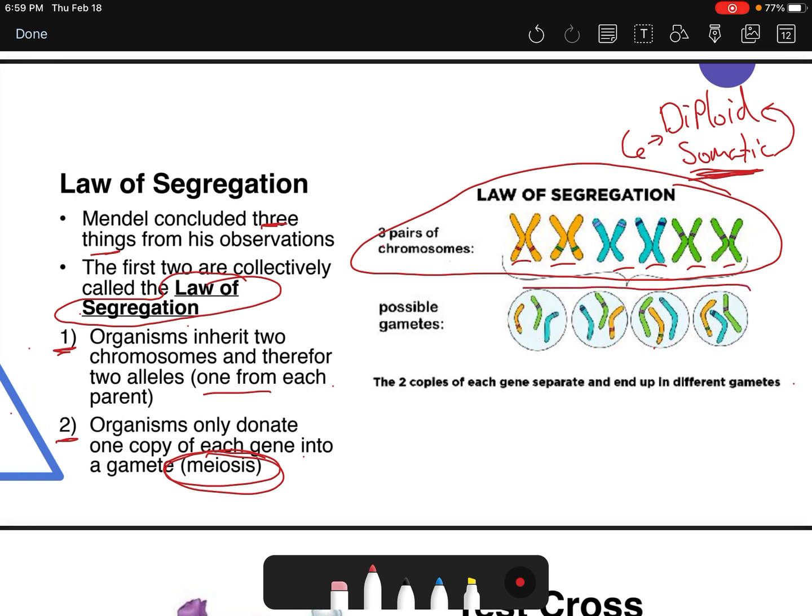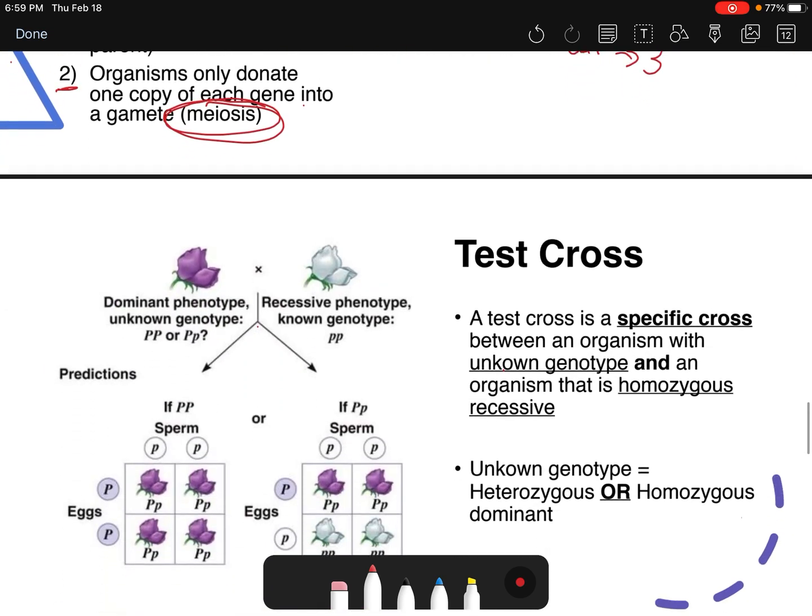So the possible gametes, which are shown down here, remember gametes are going to be the sex cells, and these possible gametes are going to be haploid. So they have half of the number of chromosomes, so 3. So there are no homologous chromosomes in the haploid cells.